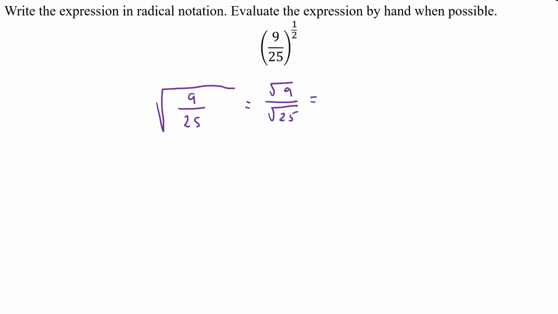Well, the square root of 9 we know is 3. The square root of 25 is 5. And so that's going to be our final answer. This is the one in between that they want in radical notation. And then we simplified the radical notation to a radical over a radical, which then we could do by hand.